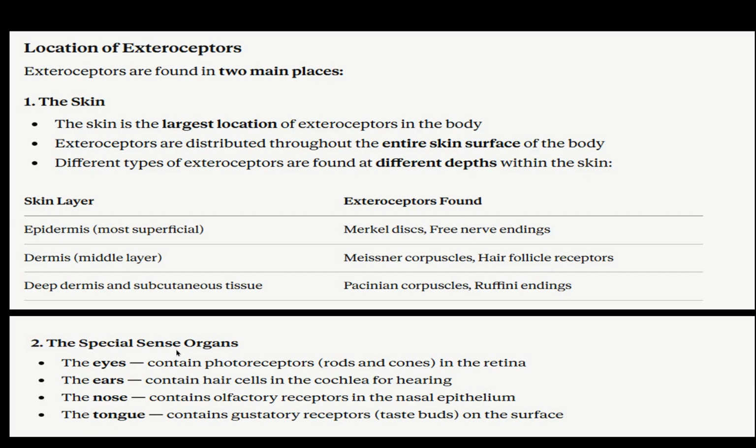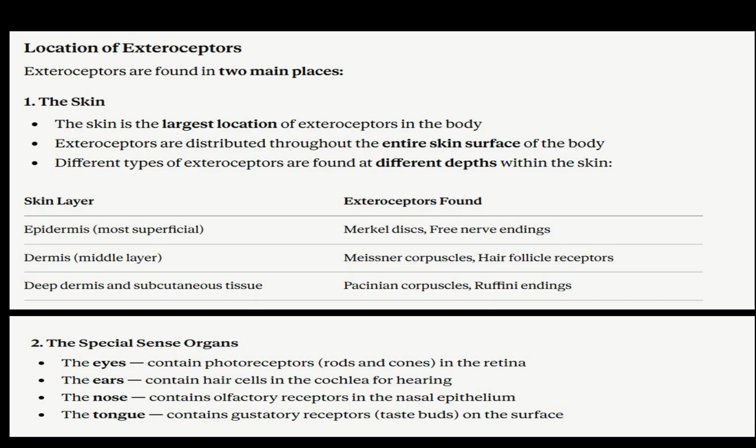The second thing is the special sense organs. We have mainly these special sense organs, like the eyes, which contain photoreceptors like rods and cones in the retina. Then we have the ear, which contains hair cells in the cochlea for hearing. Then we have the nose, which contains olfactory receptors in the nasal epithelium. And then we have the tongue, which contains gustatory receptors, the taste buds on the surface.